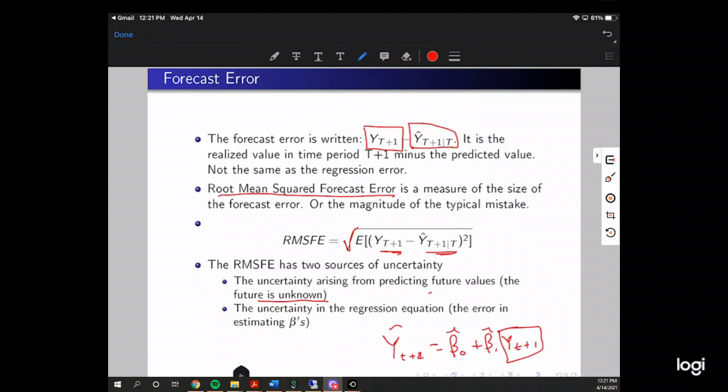So we have uncertainty in simply not knowing what the future is going to be. And then there's uncertainty in the regression equation. Just because we've written down this model this way doesn't mean that we've got the regression equation correct. Remember when we talked about omitted variable bias in the regular multiple regression scenario, we spent a lot of time on getting our functional form right and dealing with omitted variables. We still have to think about that in time series analysis, because if we're getting these betas wrong, then our regression forecasts are going to be wrong.